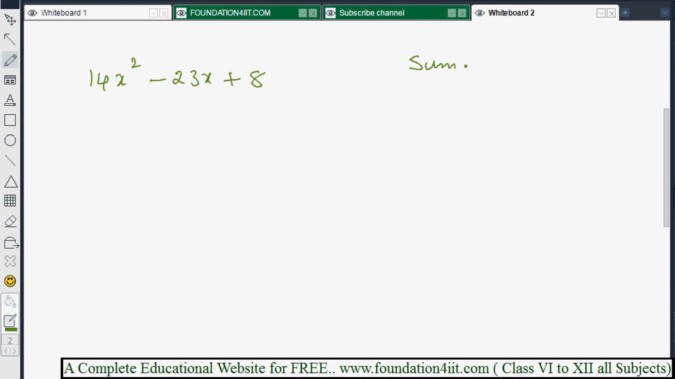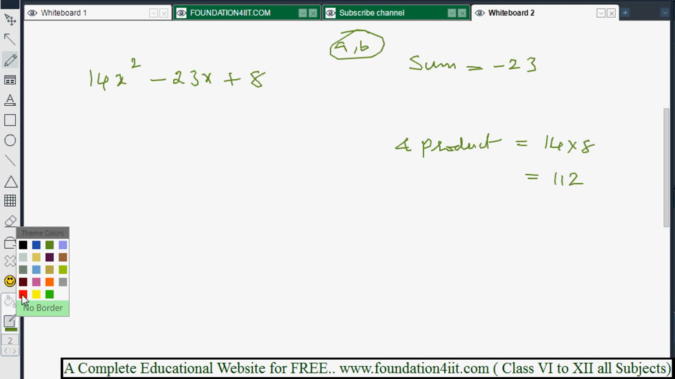The sum should be equal to minus 23 because that is the x coefficient, and the product, meaning multiply, should come from a and c, that is 14 into 8. 14 into 8 is 112. So you need to find two numbers a and b: if I add, the sum should be minus 23, and if I multiply, 112 should come. If the numbers are big, you need to verify in that case.